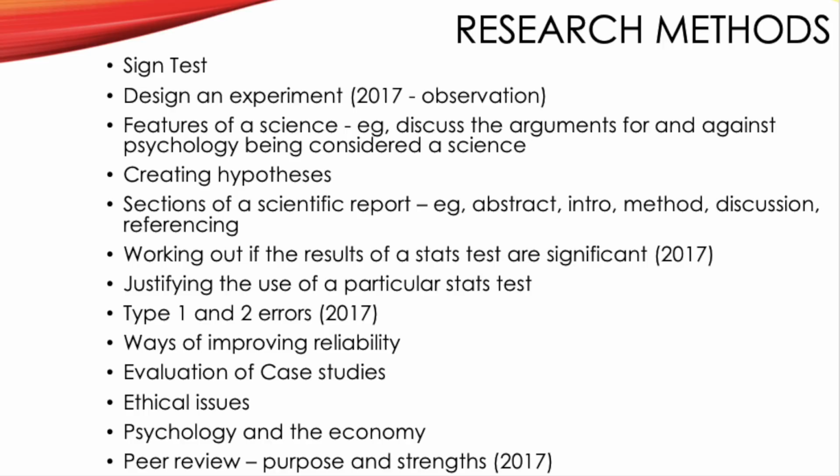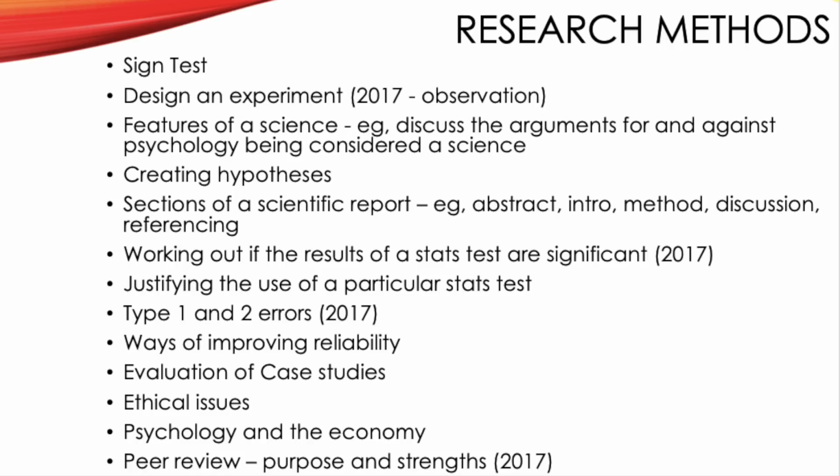You've also got the working out whether results of a stats test are significant. So this did come up in 2017. It's the kind of thing that could come up every year, worth a few marks. And within this, you could also justify the use of particular stats tests. So for example, chi-squared or Wilcoxon. This could just come up wherever.